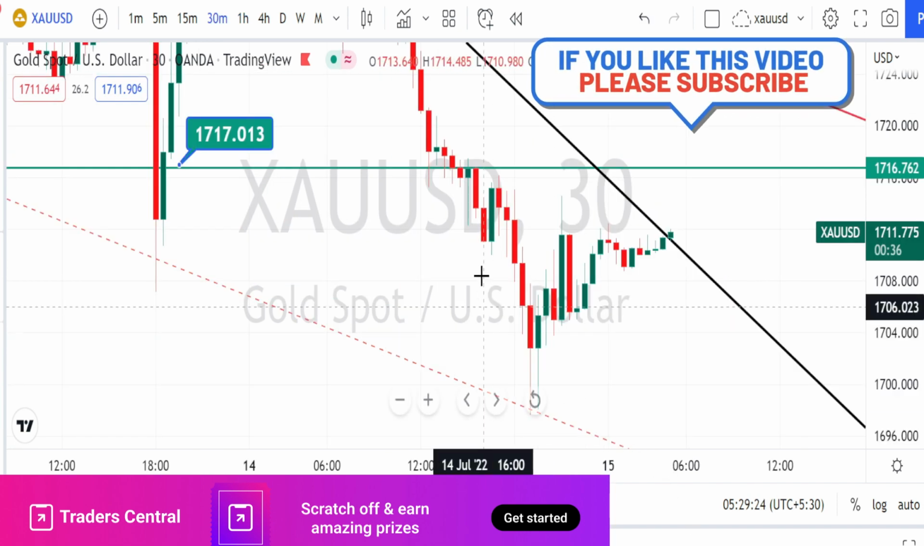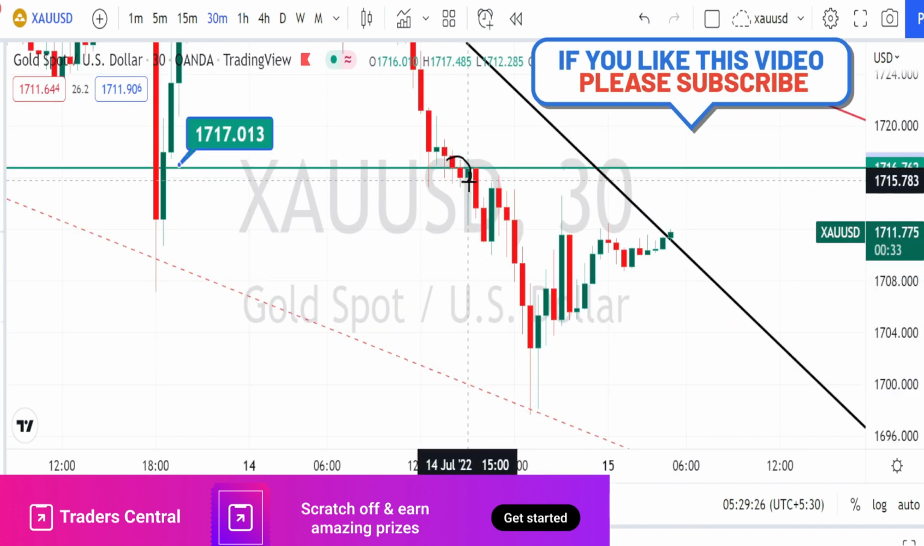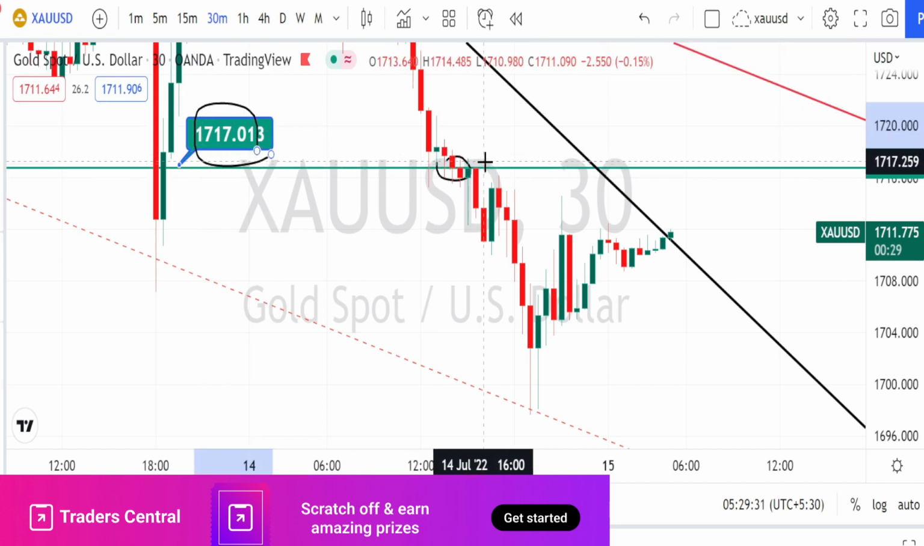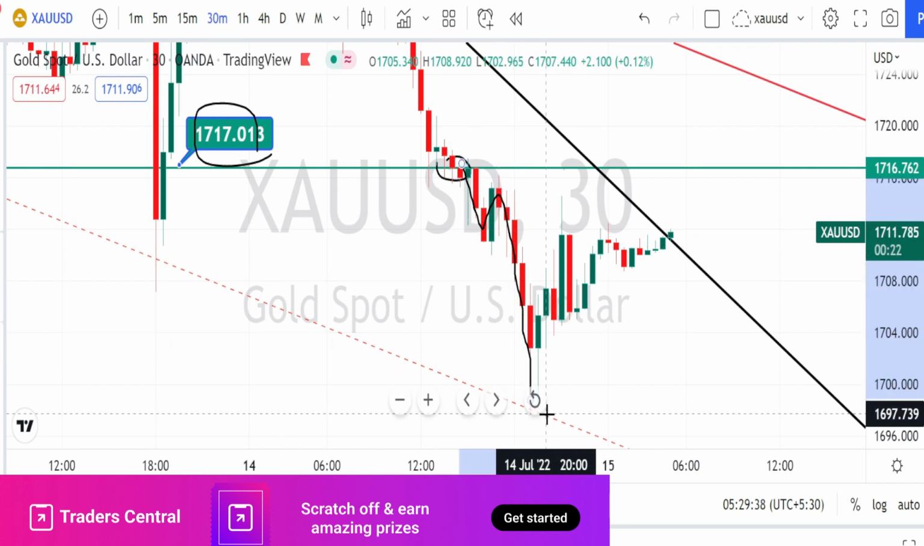I am in 30 minutes time frame. When we look at the price action, after consolidating at the support level of 1717, we have noticed the price action to trend down on the bearish trend, and currently it has bounced back on the bullish side retracement from the support level of 1697.